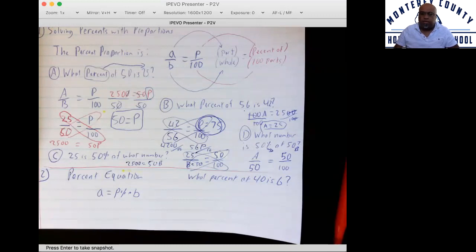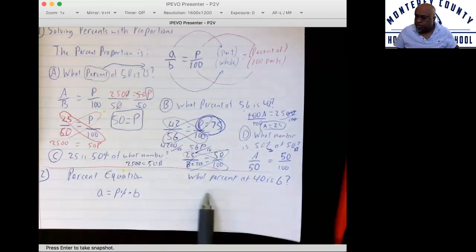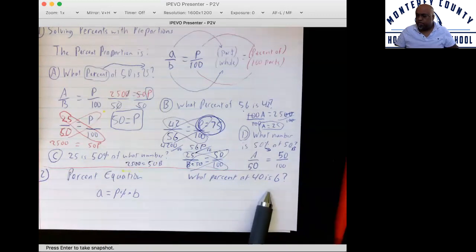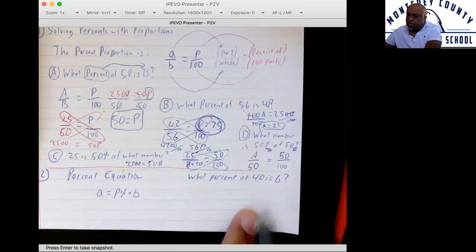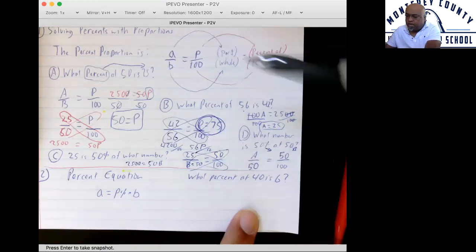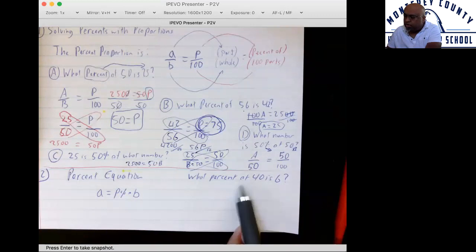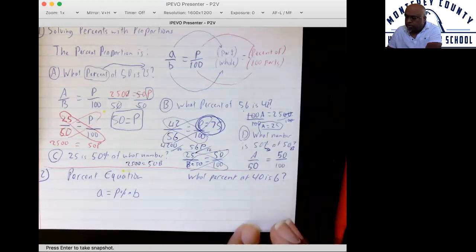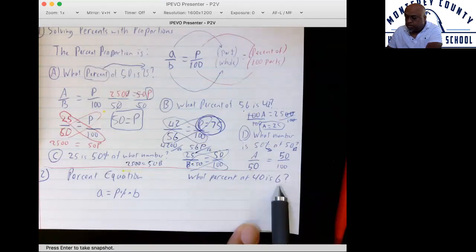Now, there is also the percent equation. The percent equation is A is equal to P percent times B. Now, this is solving it the same way, it's just doing it without a proportion. So here's a question for you. What percent of 40 is 6? Okay. Now, going back to the proportion, I want to remind you, A is the part and B is the whole. So the same thing is true here. What percent of 40 is 6? So which number is the part and which one's the whole? 40 or 6? You're right, 6 is the part.